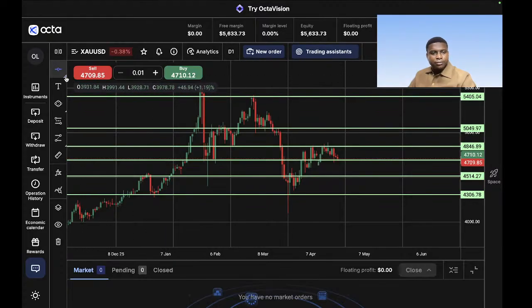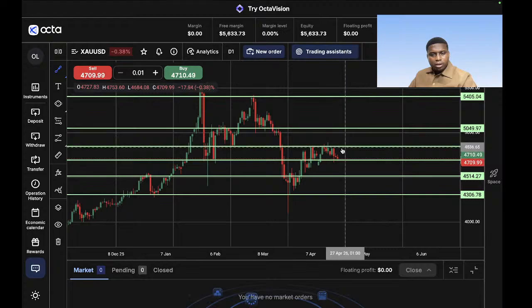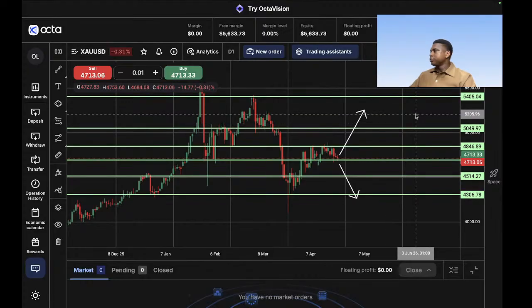Are we seeing an upward momentum, or are we seeing a downward momentum? Are we seeing an upward momentum, or are we seeing a downward momentum?